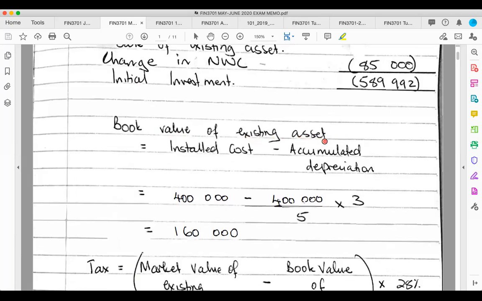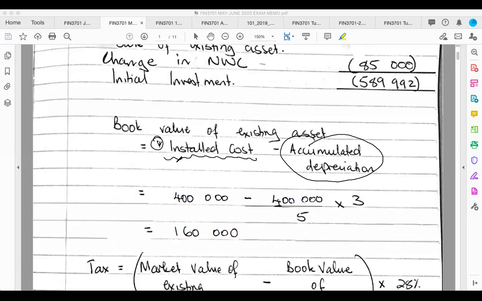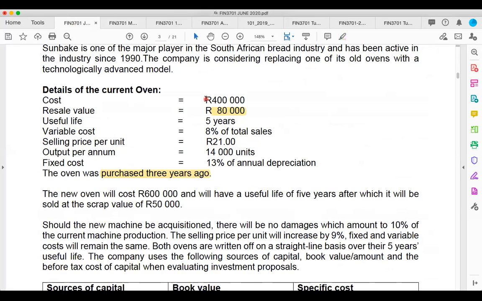So the first thing we need to do is calculate the book value of the existing asset. To get the book value of the existing asset, we take the installed cost of the existing asset. How much did we pay when we initially bought the existing asset? And then we subtract the accumulated depreciation. So as we can see, the installed cost of the existing asset is 400,000. This is how much the existing asset was initially bought for.